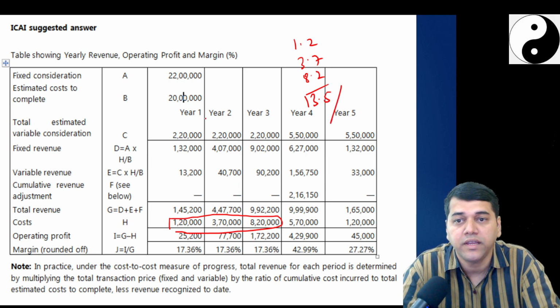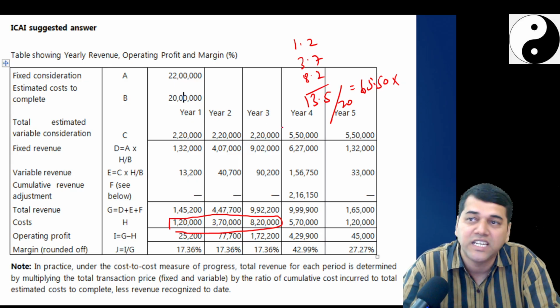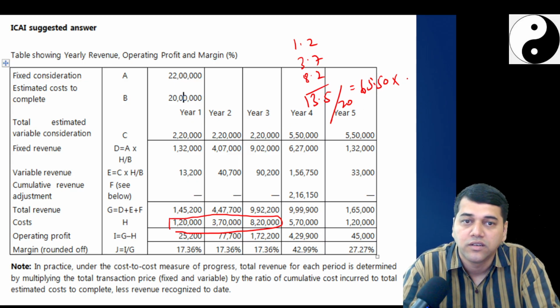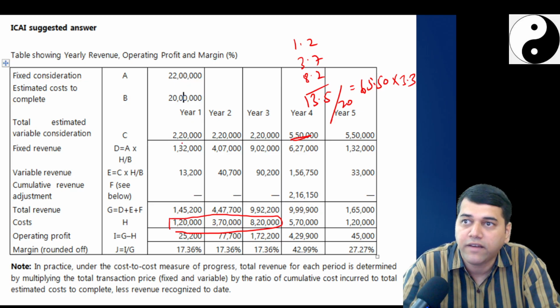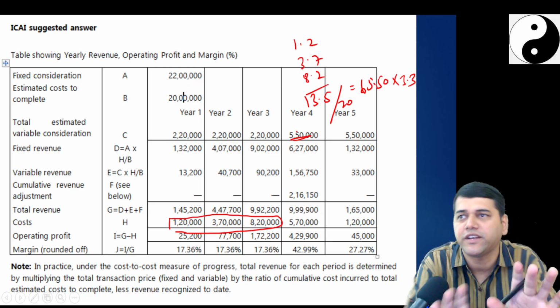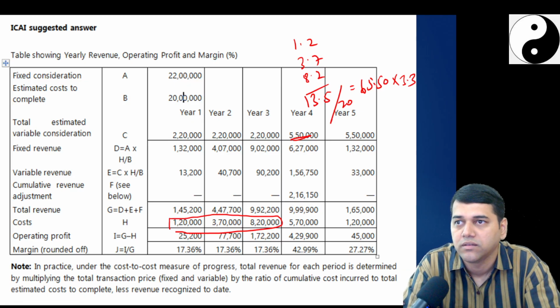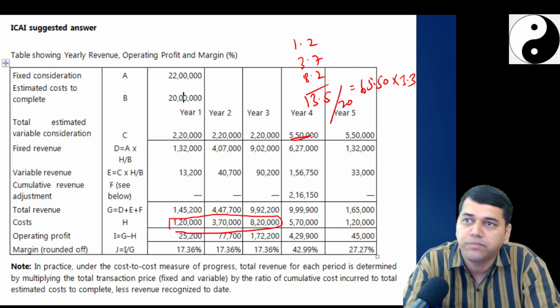13.5 divided by 20 estimated cost. How much? 65.5 into how much additional amount should you have recognized? 3.3. No, 5,50,000. If you knew on day one only, 2,20,000, so by default it is included. 2,20,000 in this 5,50,000 is by default included.